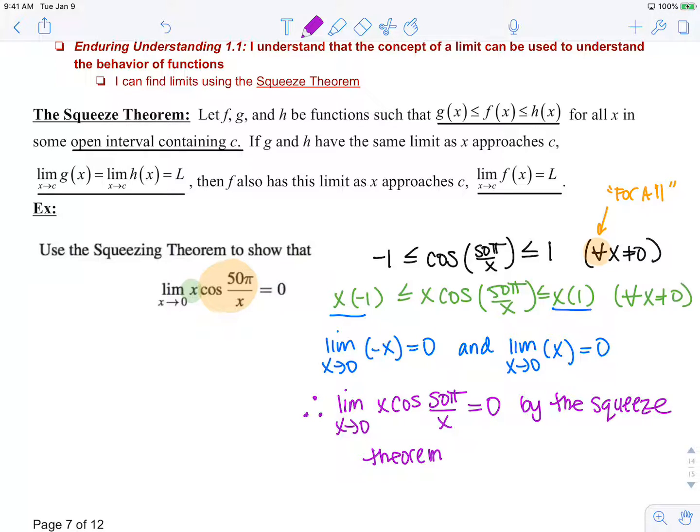And we must note that that is true for all x not equal to 0. So it's okay that at 0 it might not equal 0, but around 0, it's approaching that value.